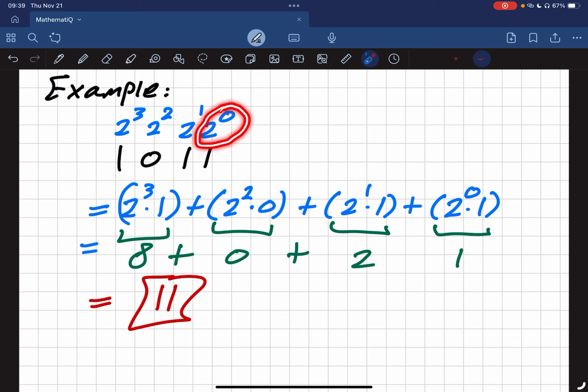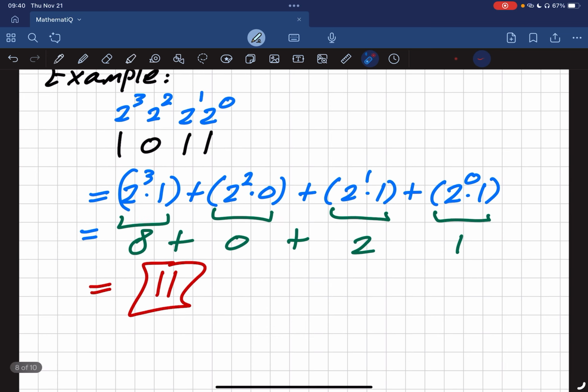So we start with 2 to the 0 on the right, with the ones digit, and you just go up in powers. So you go 0, 1, 2, 3, and then 4, 5, 6, so on and so forth. In this case, we don't need it. You just need to number the same amount of digits that you have.